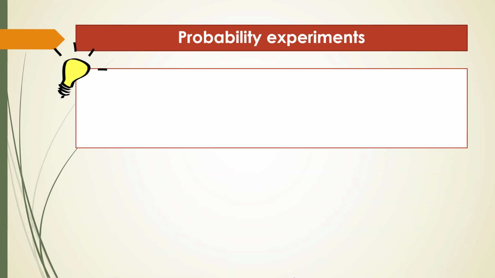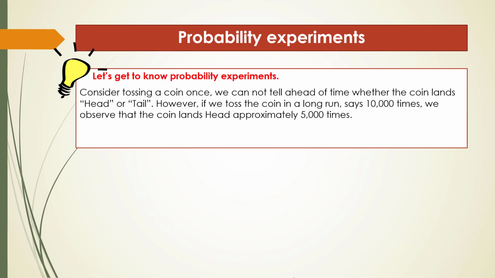To understand what a probability experiment is, let's consider this example of tossing a coin once. When you toss a coin once, you really cannot tell ahead of time whether the coin lands heads or tails. However, if you repeat tossing the coin a large number of times, say 10,000 times, we can observe that the coin will land heads approximately 5,000 times. Here, tossing a coin is an example of a probability experiment.